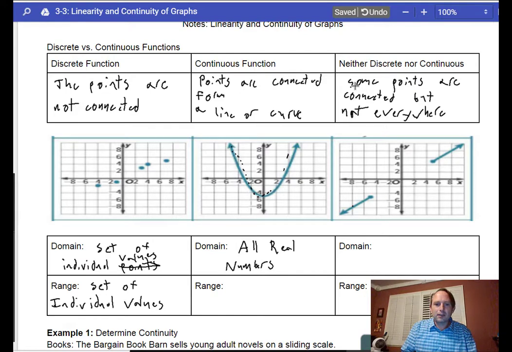Because it goes from here and it's going everywhere to the left. And right here, it's going to go everywhere to the right. So it's all real numbers, decreasing or increasing or whatever. Now, the range for this would be one interval of real numbers.